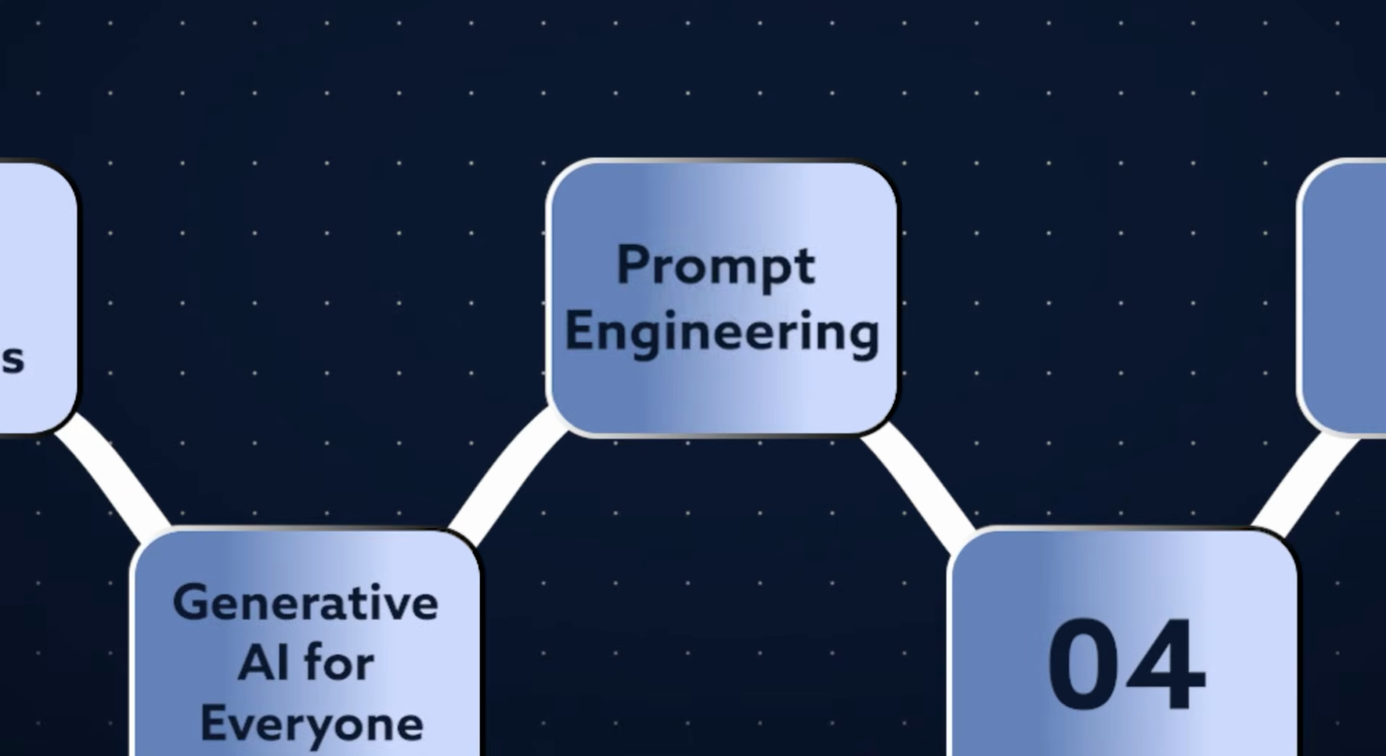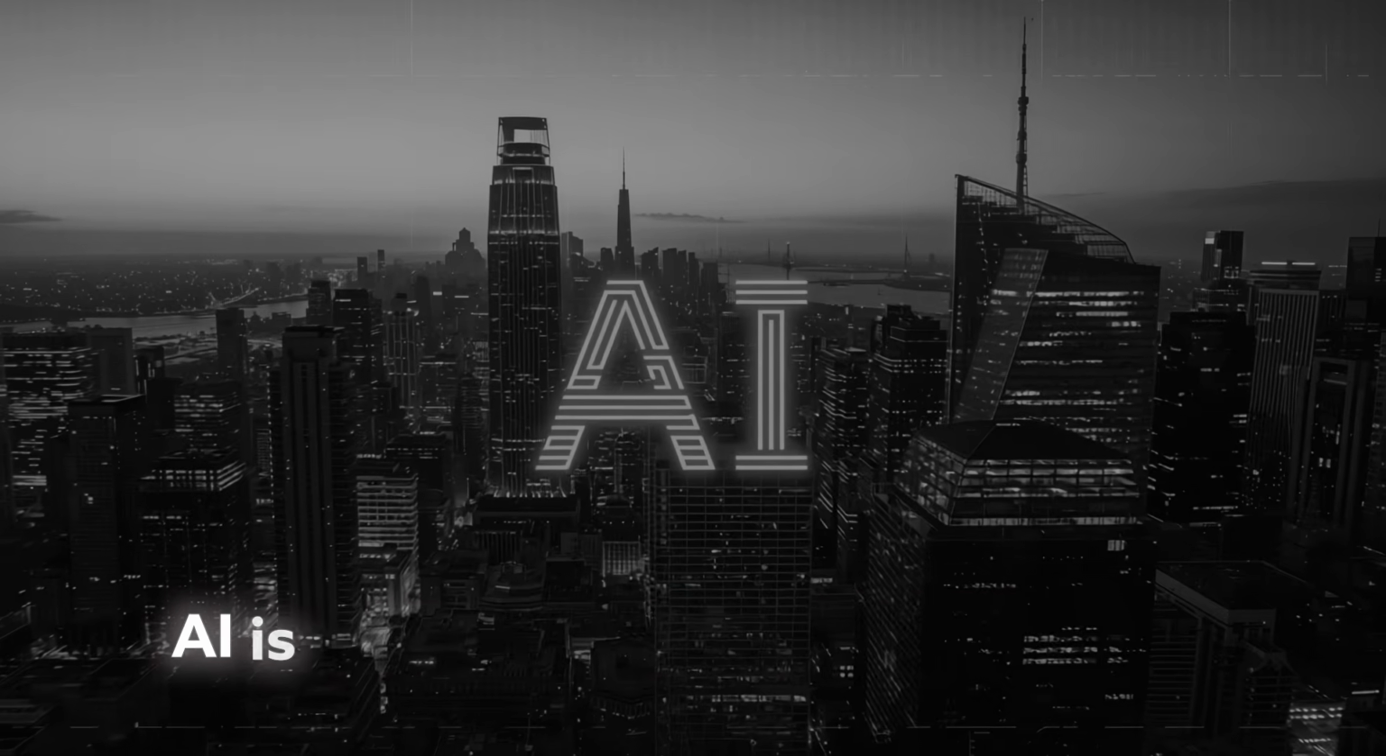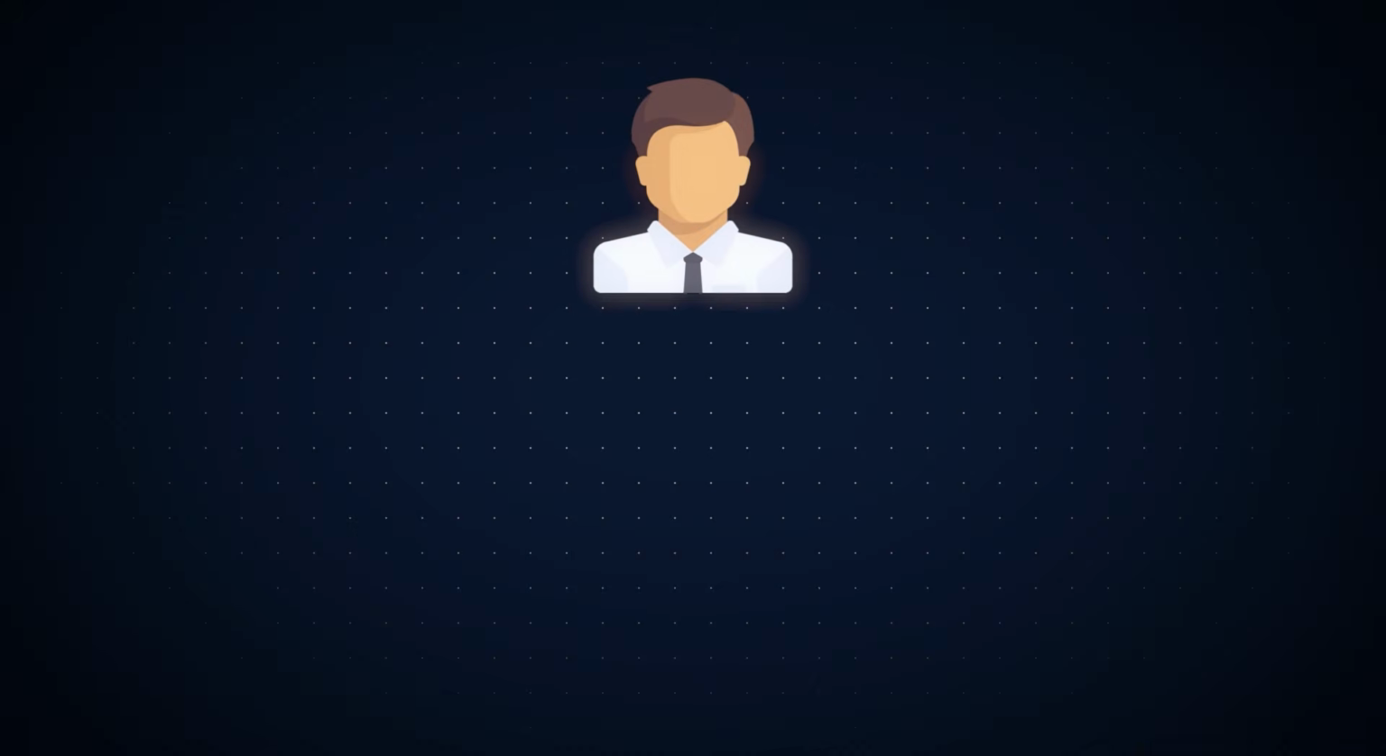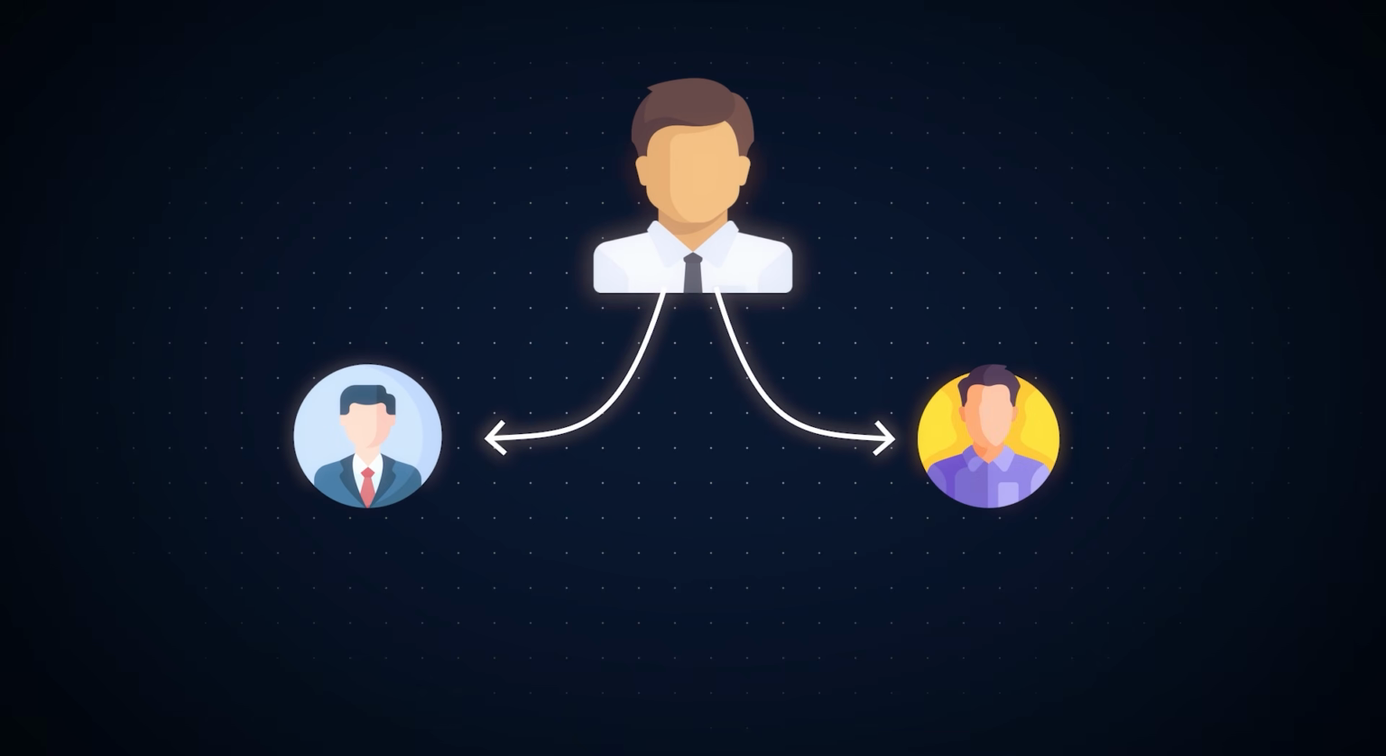Course number 3, prompt engineering. This is probably the highest ROI skill on this entire list. And here's the truth most people don't realize yet. AI is only as good as what you tell it. That's it. So you can give 2 people the exact same tool. One gets average results, the other gets absolutely insane results. The difference, how they prompt.